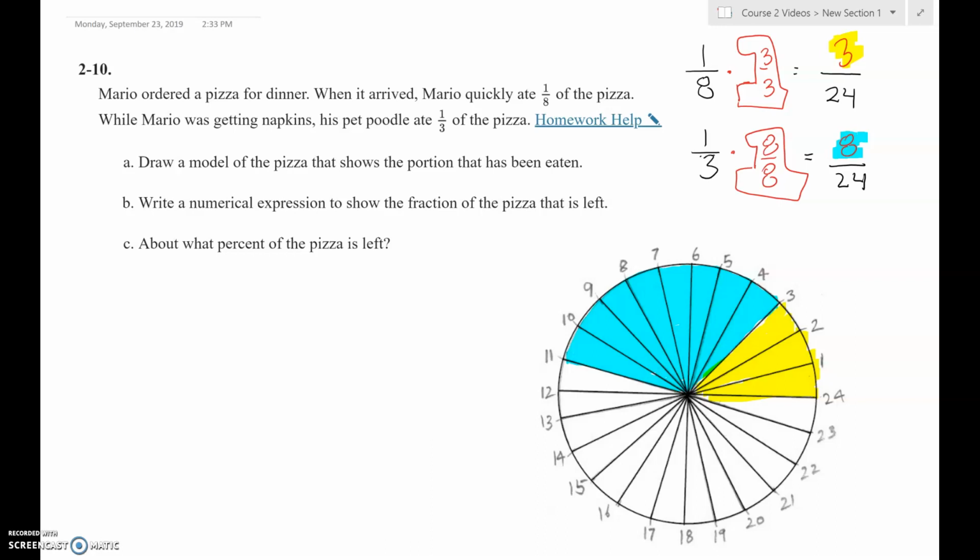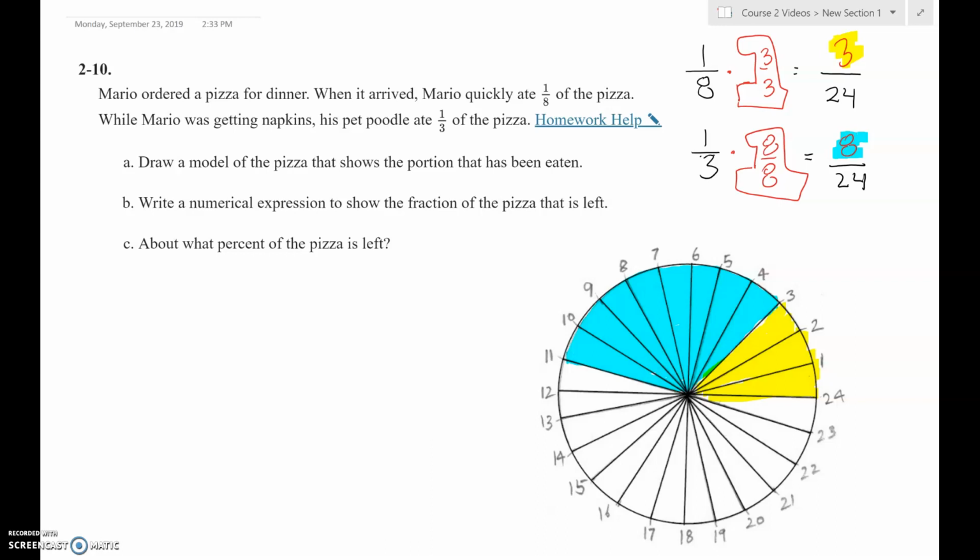So while I had it on pause, I went ahead and colored in the 3 slices of pizza, the 3/24 that Mario ate, and the 8/24 that the poodle ate. So in total, they ate 11/24. So that's A, draw a model of the pizza that shows the portion that's been eaten.